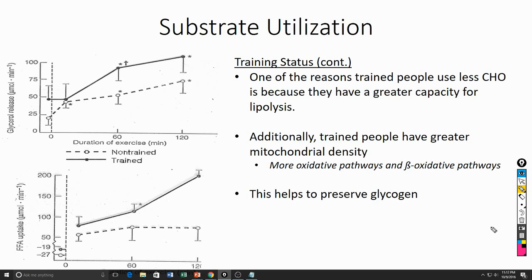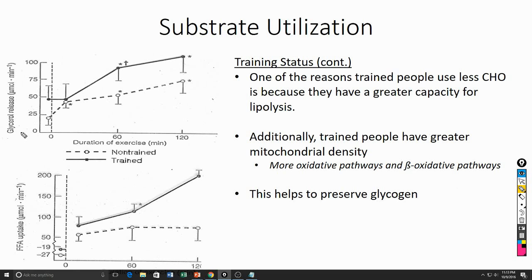So if you have a lot of glycerol floating out in your body, in your blood, it is a decent indication that you've been breaking down triglycerides. Okay, so that's one way that we can measure the fat breakdown in a person.